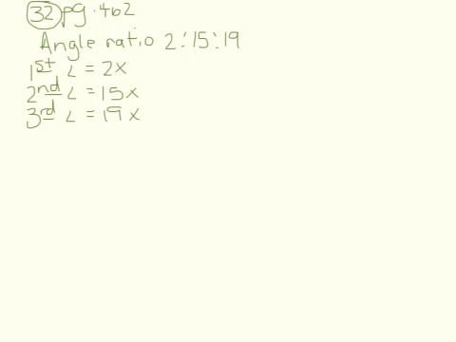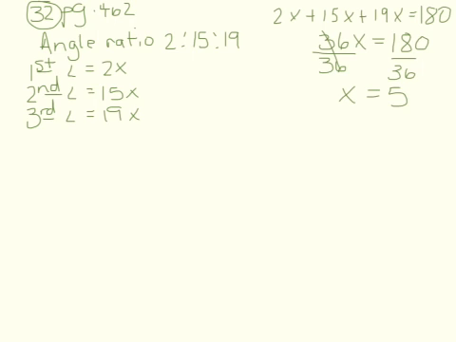Now I'll set up an equation using the information that I know that 3 angles of a triangle add up to be 180 degrees. I'll set that equation up and solve it. So I added the 3 angles together, 2x plus 15x plus 19x, and that should equal 180 degrees. Adding my like terms together, I get 36x equals 180. Divide by 36 and I get x equals 5.